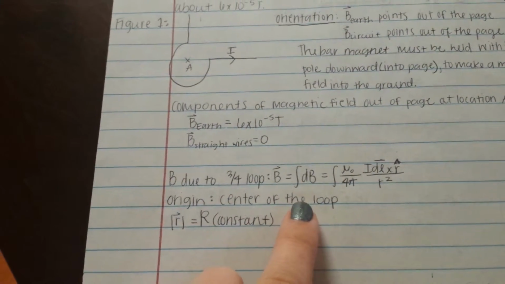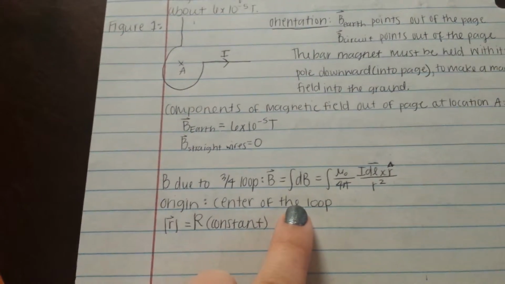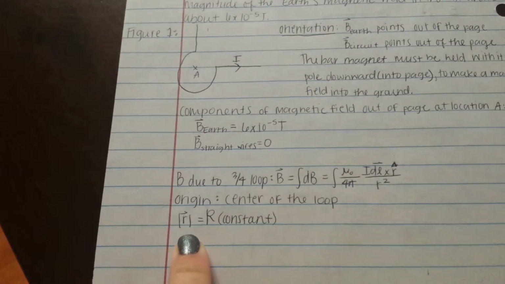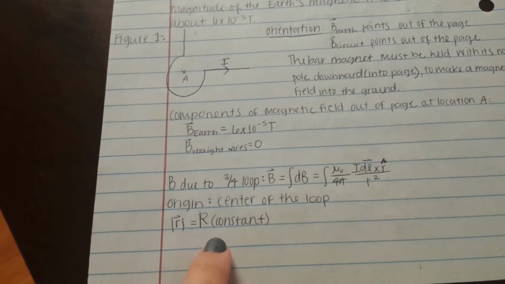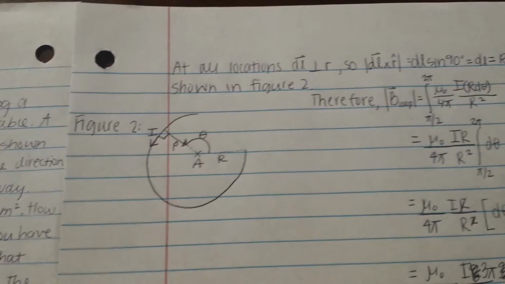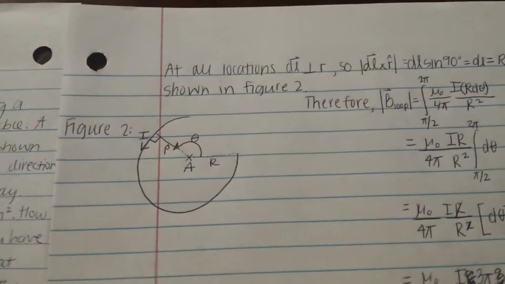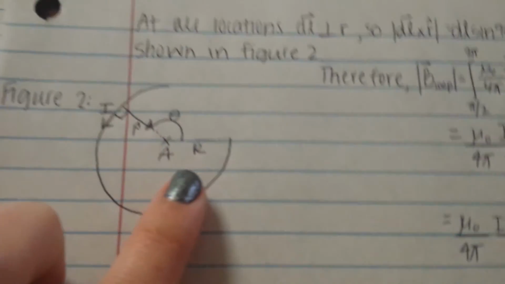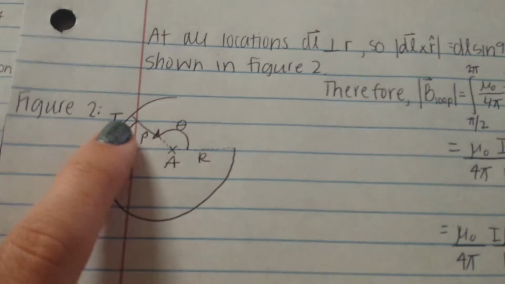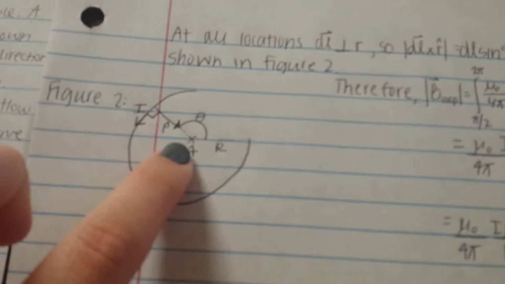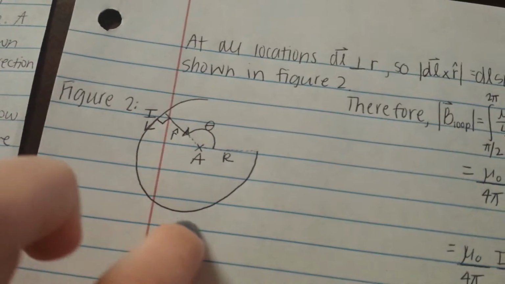So we're going to put the origin at the center of the loop, which is where A is, and we're going to say that this R is big R. It's a constant. And so I've drawn another figure over here to reiterate that. So you can see this is the big R. This is R hat in the direction towards A. This is the current going around the loop.